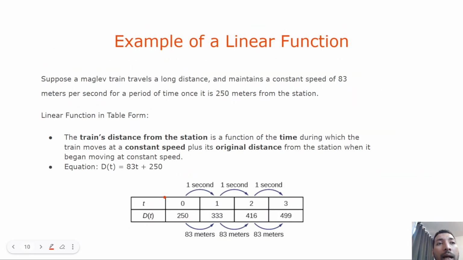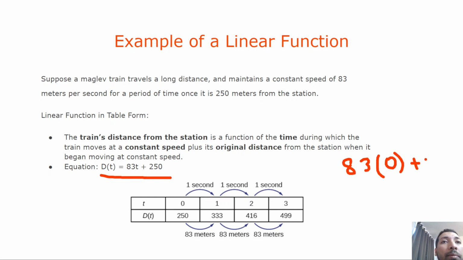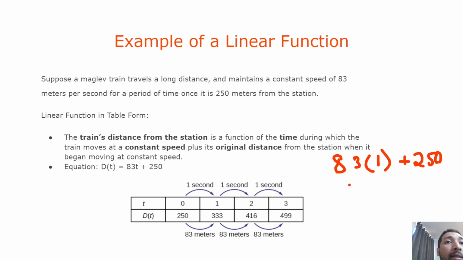Now we can form a table of values from this linear function. We know that d of t is 83t plus 250. So we can plug in t equals 0. Once we plug in t equals 0, we get 83 times 0 plus 250. That simplifies to 250, and we get 250 over here. If we plug in t equals 1, we get 83 times 1 plus 250. So we get 83 plus 250. That is 333, which is right over here.